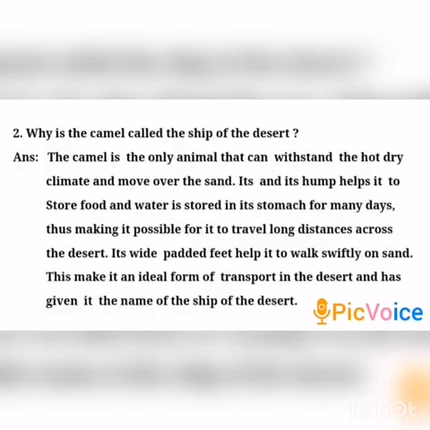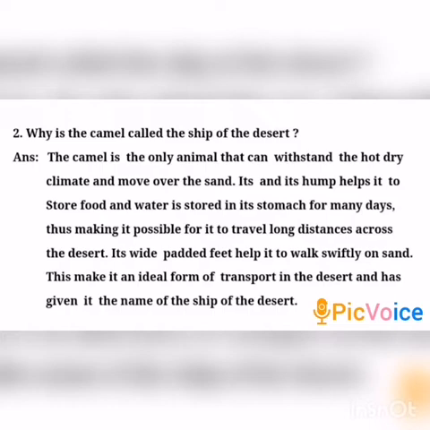Okay, second question: why is the camel called the ship of the desert? Say it again. Why is the camel called the ship of the desert? Answer: the camel is the only animal that can withstand the hot dry climate and move over the sand. Its hump helps it to store food, and water is stored in its stomach for many days, thus making it possible for it to travel long distances across the desert. Its wide padded feet help it to walk swiftly on sand. This makes it an ideal form of transport in the desert and has given it the name of the ship of the desert. Say it again. Why is the camel called the ship of the desert?